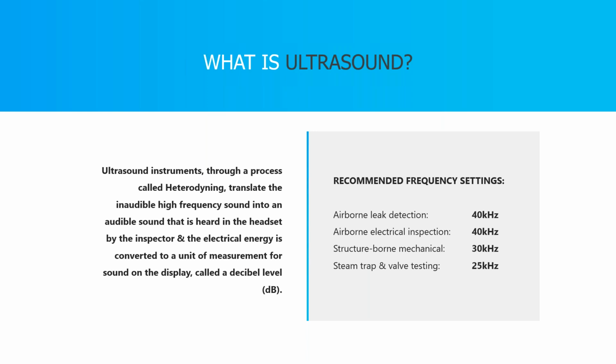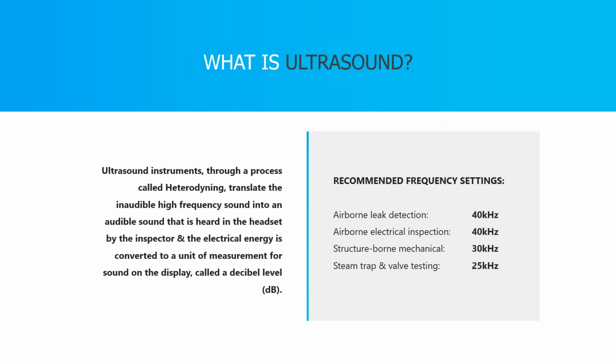That electrical energy also produces our unit of measurement for sound, which is a decibel level. So once we've located that compressed air leak, we get a decibel level. That air leak is making noise, so we can measure the decibel level. If we're making contact with a bearing, we're going to get a decibel level reading. So now that's something that we can track and trend over time to look for any kind of change.